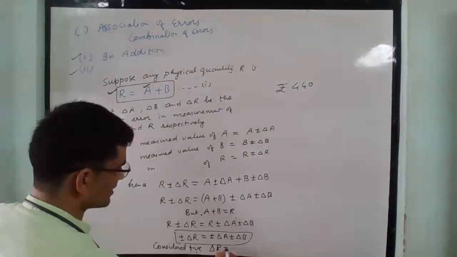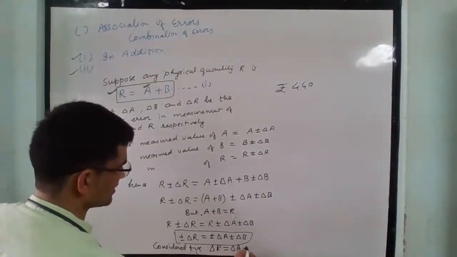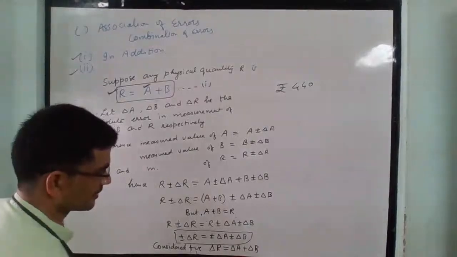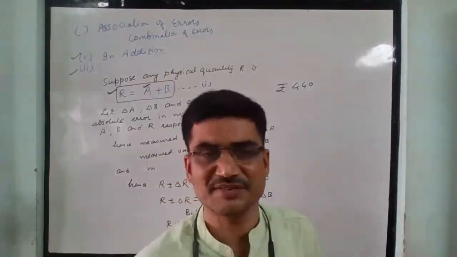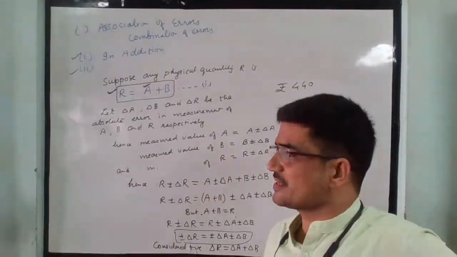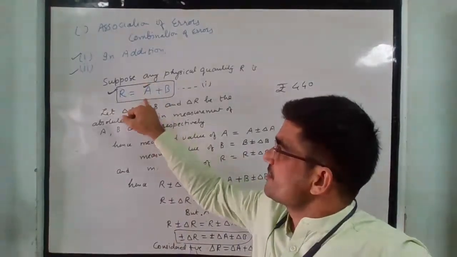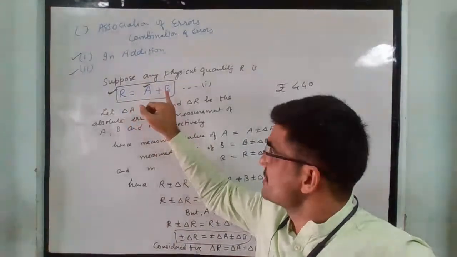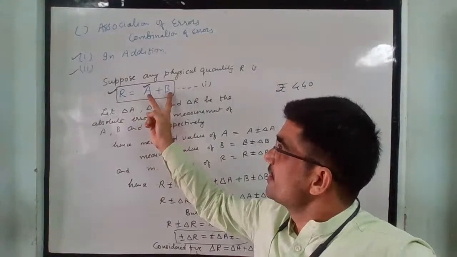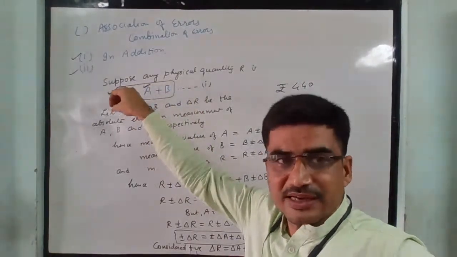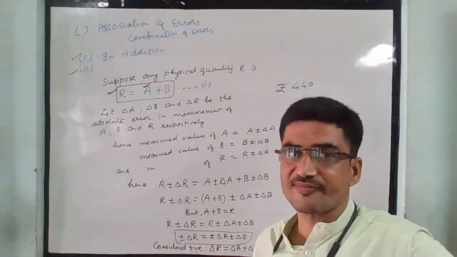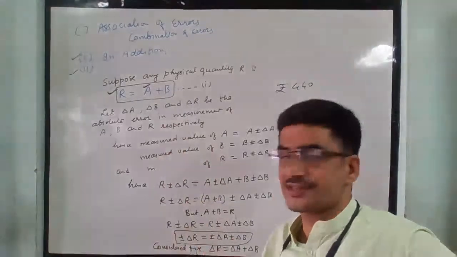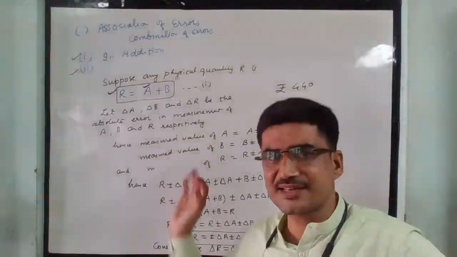Okay, so we have delta R is equal to delta A plus delta B. Okay, so what actually we got here? Here, what is the absolute error in measurement of A? What is the absolute error in measurement of B? So the absolute error is added in an addition. Okay, so this is our first calculation. The second is also similar.